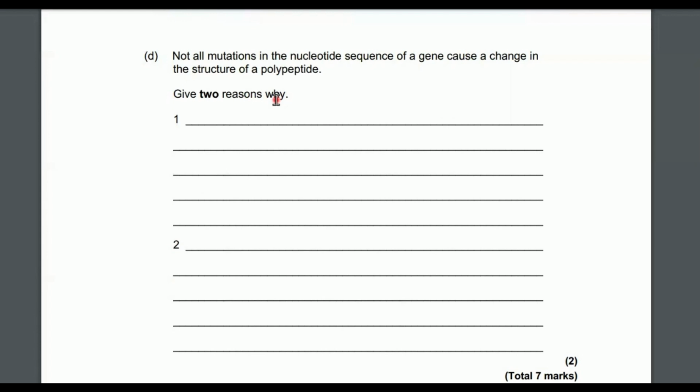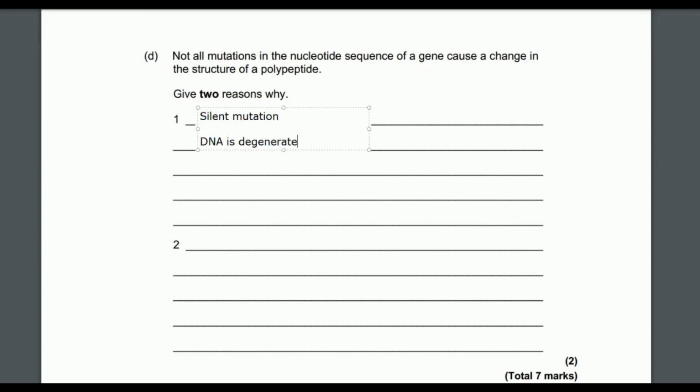The polypeptide retains its 3D shape and is still functional. So what would that be? Of course, we could get a silent mutation. What is a silent mutation? I'm just going to put the explanation. DNA is degenerate.